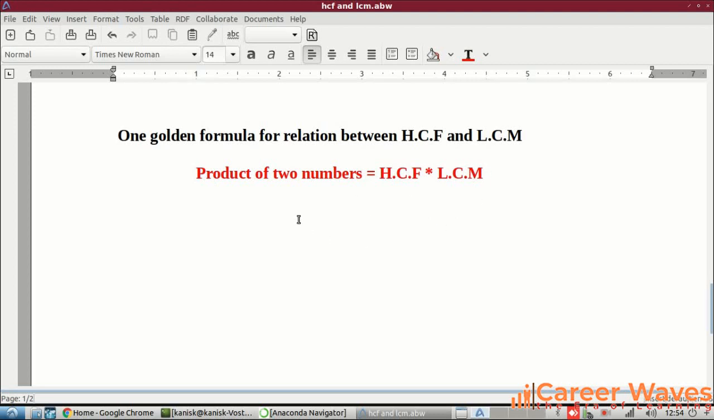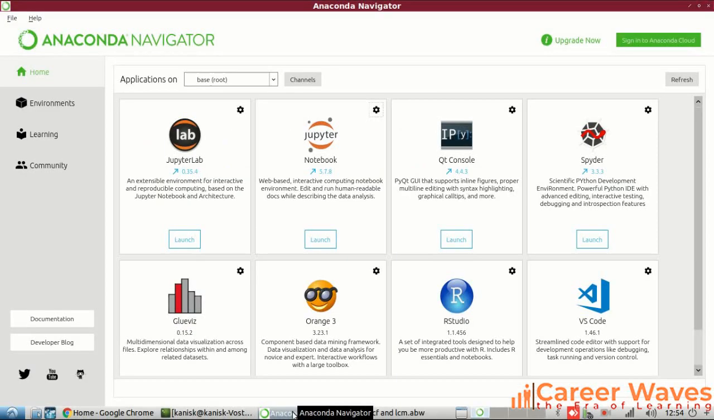So in this way we can write code for HCF, and easily with the product of two numbers we can calculate LCM. We don't have to write additional code for LCM. So let's move to the Jupyter notebook and compile this code.